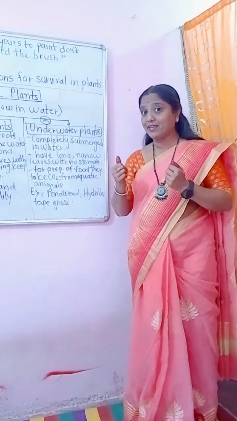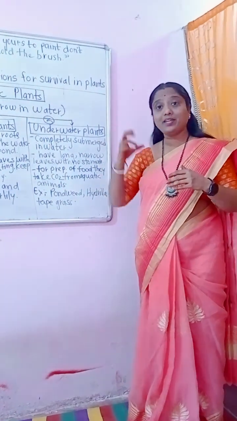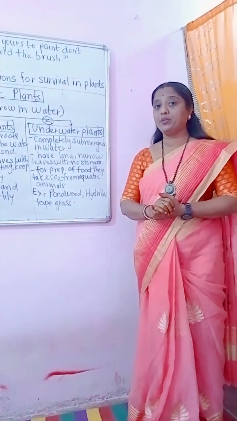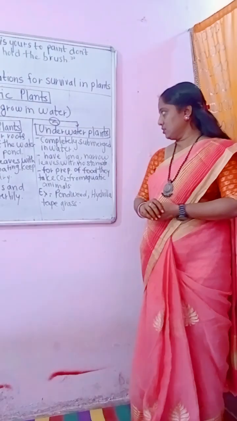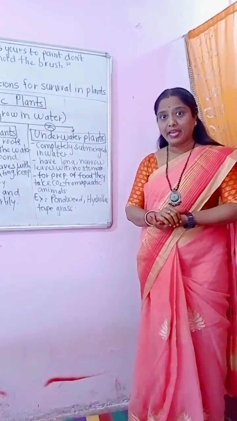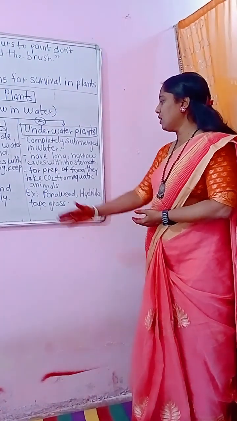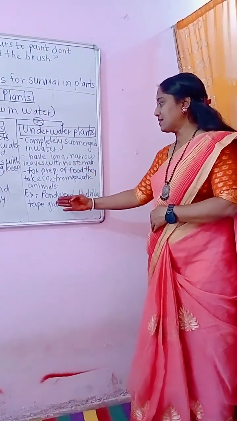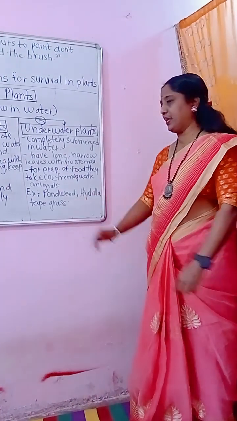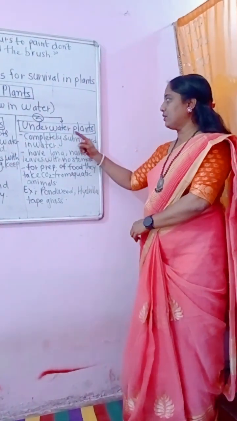They can take in the water. They do not get proper sunlight. That is why they take carbon dioxide from the aquatic animals, and with its help they make their own food. Examples of underwater plants are pondweed, hydrilla and tape grass. This is called underwater plants.